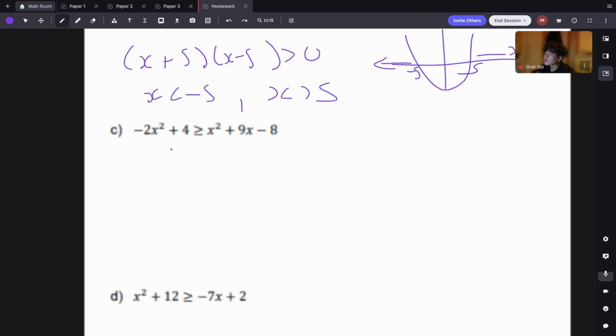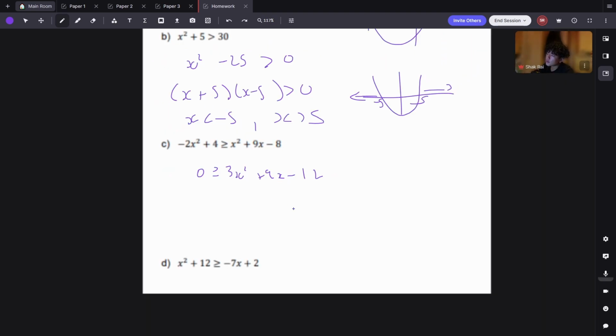So we have minus 2x squared plus 4, which is greater than or equal to x squared plus 9x minus 8. So I'm going to put everything on one side. So I have 0 is greater than or equal to 3x squared plus 9x minus 4. Or actually, it would be minus 12, wouldn't it? Because minus 4 on both sides. So I'm just going to flip this around, and divide everything by 3 as well. So I have x squared plus 3x minus 4 is less than or equal to 0.